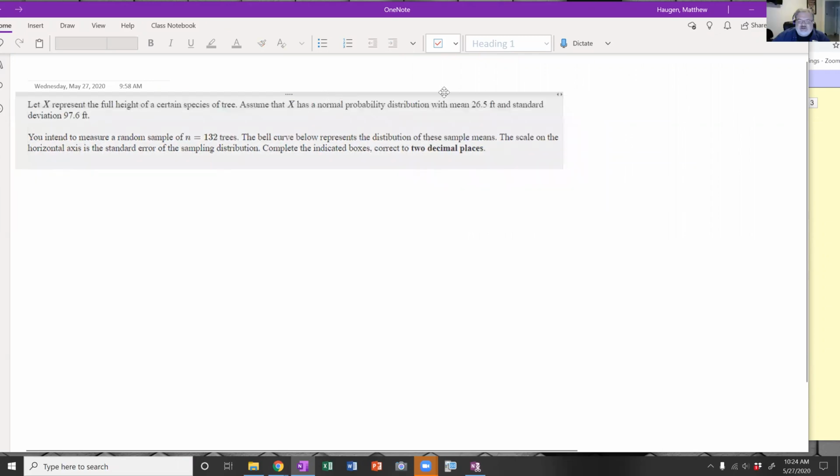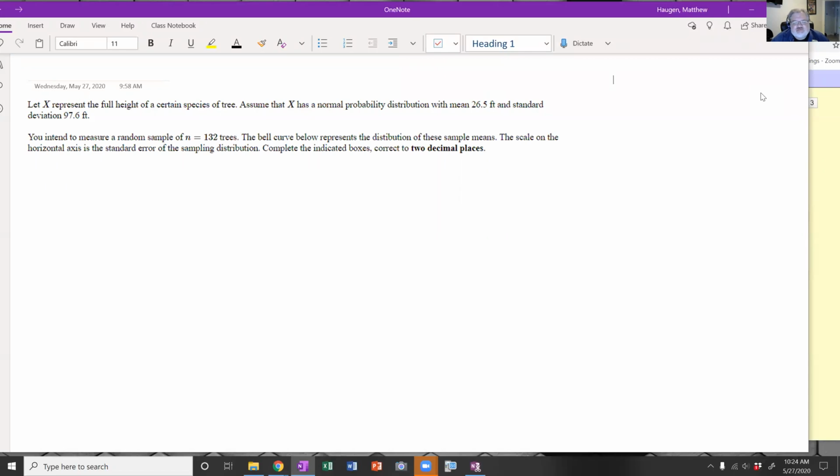So there are a couple of interesting things kind of hidden in this problem that make it a really good problem for us to talk about. Let X, that's our random variable, represent the height of a certain species of trees. Assume that it has a normal probability distribution with a mean of 26.5 feet and a standard deviation of 97.6 feet.